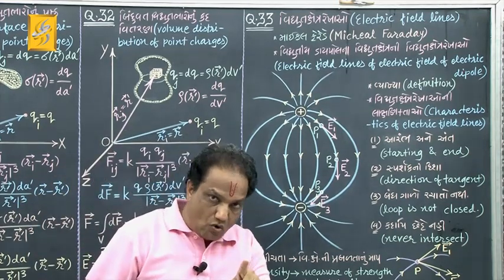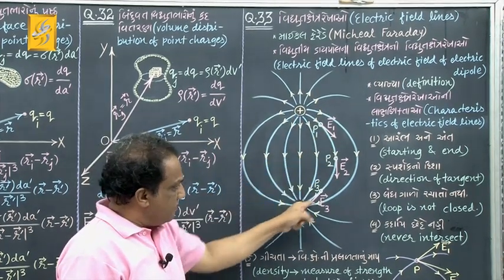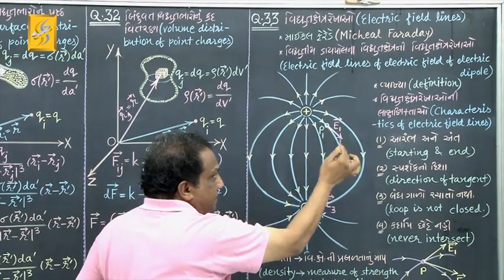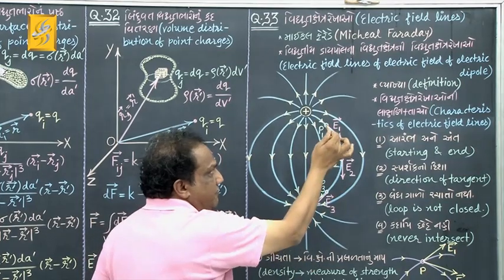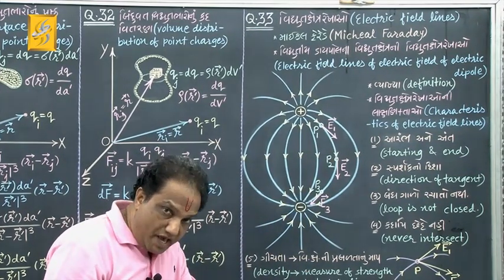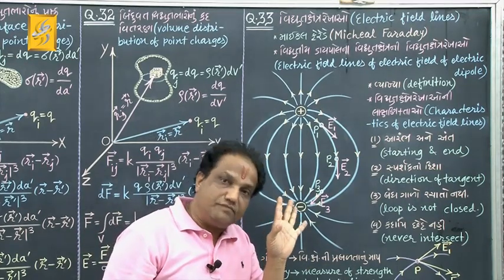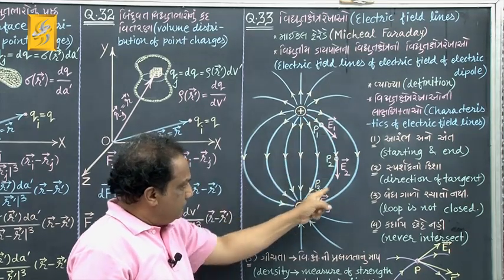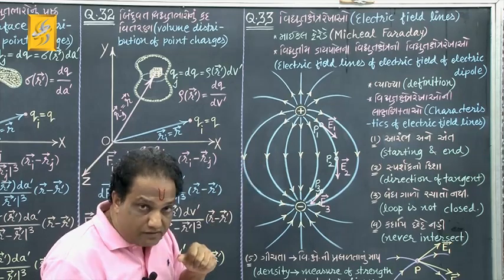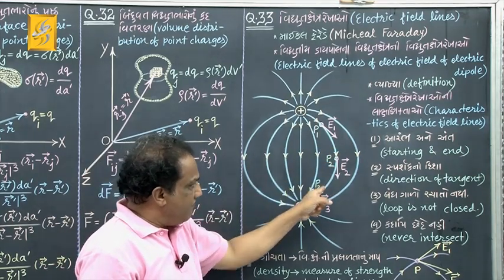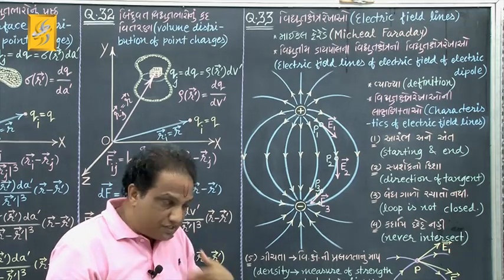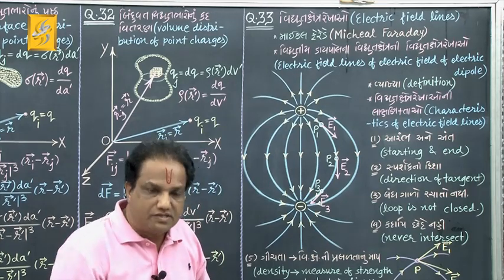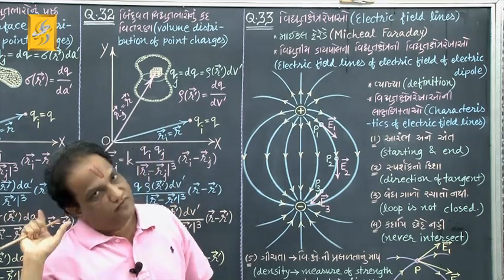A characteristic curve considered in the electric field, the tangent drawn at every point on which gives us direction of electric field at that very point is only known as electric field line. Okay, fine.